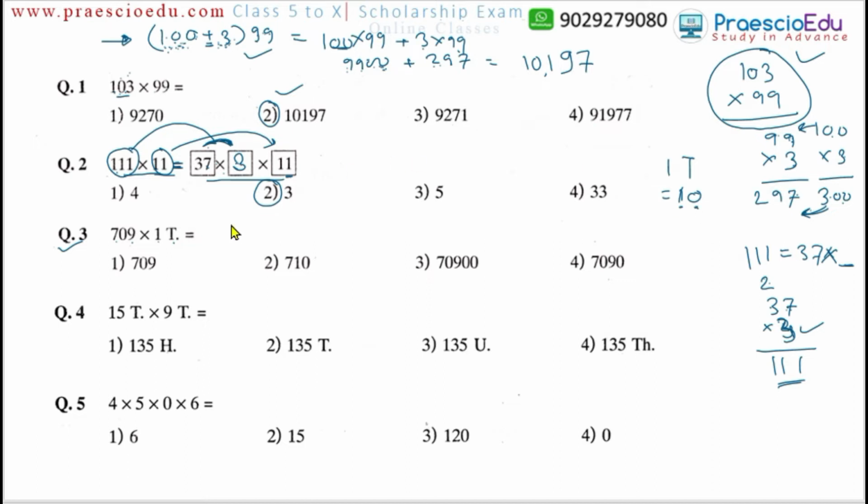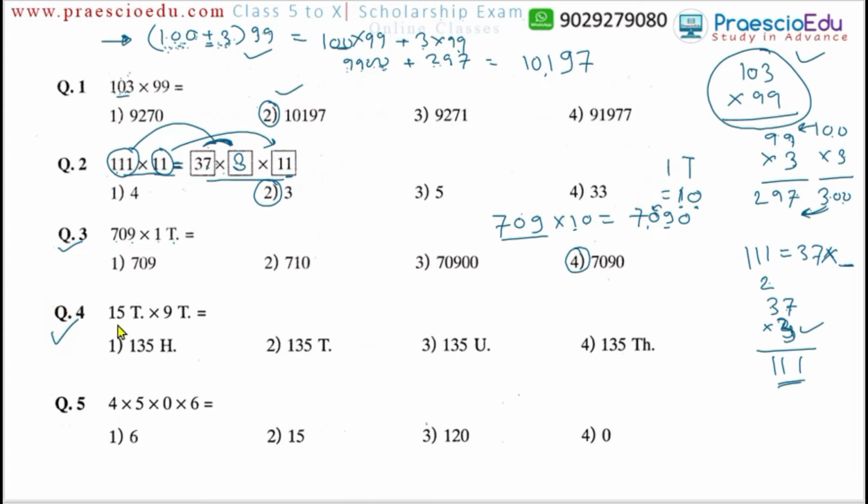Any number we multiply by 10, what will happen? Now here 709 multiplied by 10: this 0 will be kept at the unit place and the complete number will move to the next place. So the 9 will be at the tens place, and the 0 and 7 will move to the next places. So here 0 and here 7, so it is 7090, and 7090 means option number 4 is the correct one.